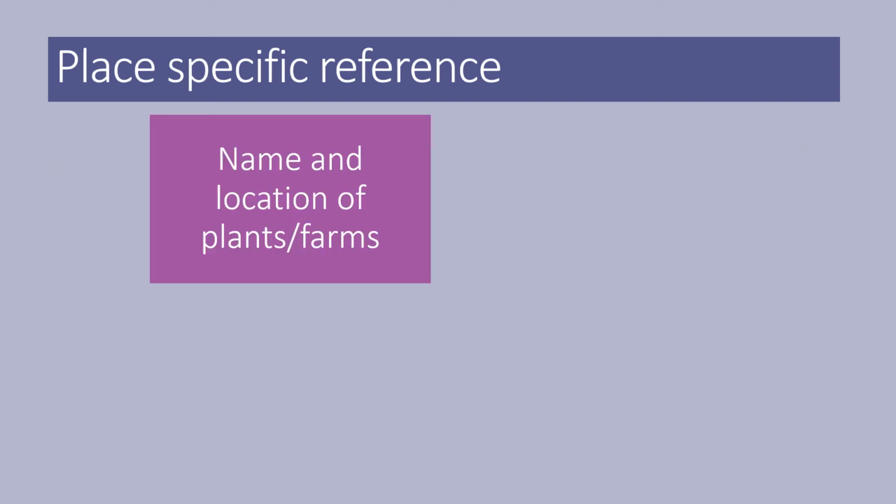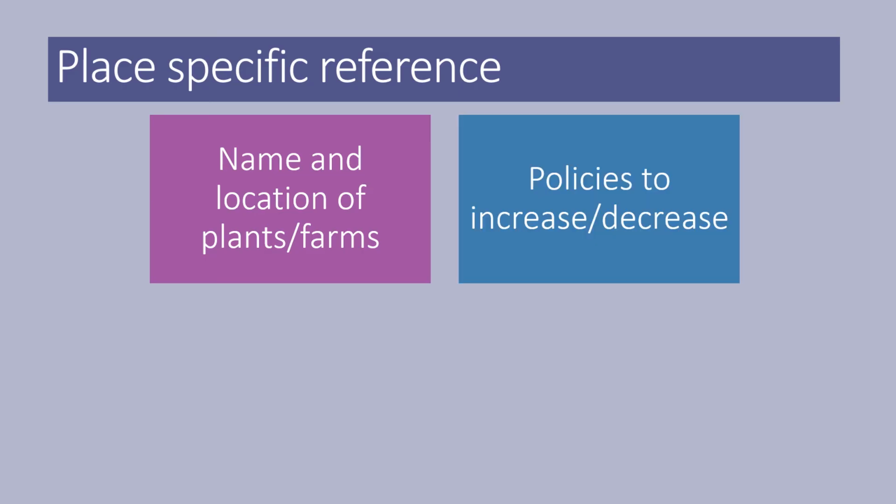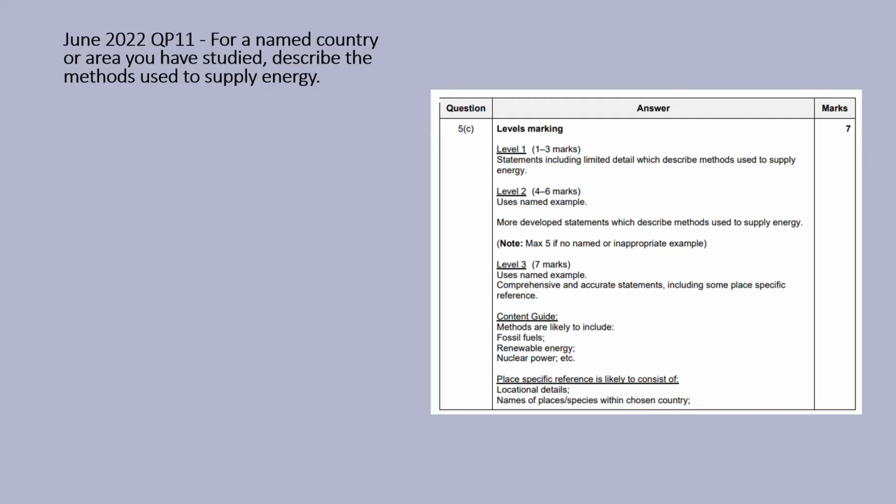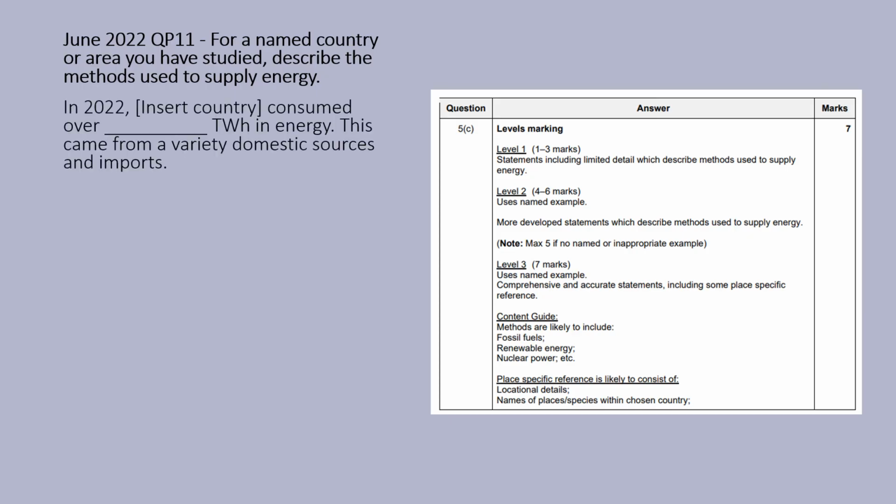And then you've got place-specific references. So you might want to think about name and location of plants and farms, policies to increase, decrease, facts about potential, and are there any places that you import energy from. So these are sort of things that you can start making notes on. And then if we break down the questions, I would use something like this.